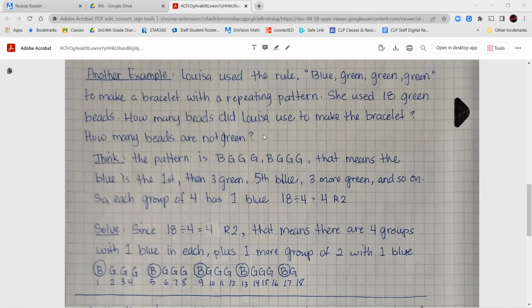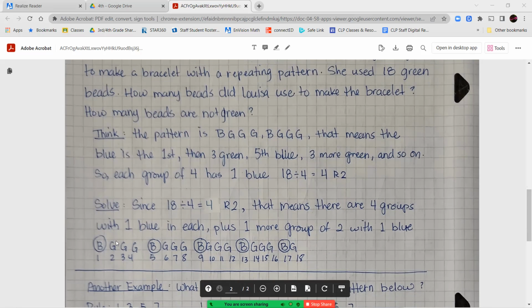Now, since 18 divided by 4 is 4 with a remainder of 2, that means there are 4 groups with 1 blue in each one, plus the next group, which just started, which only has 2 beads in it. And that one has 1 blue bead, because we know the blue bead is the first one in each group. So if we have 4 full groups plus part of a group, that means we have 4 blue beads plus 1 more blue bead in that last part of the group, which tells us we have 1, 2, 3, 4, 5 blue beads.